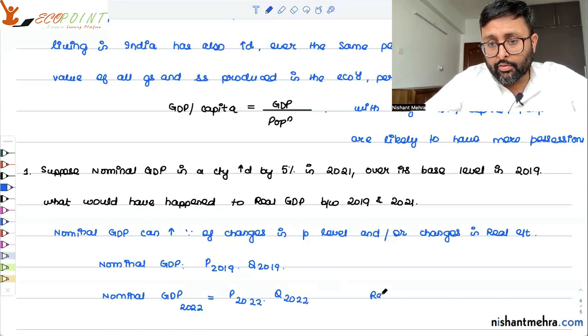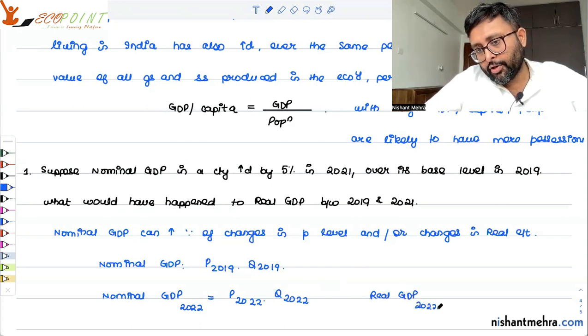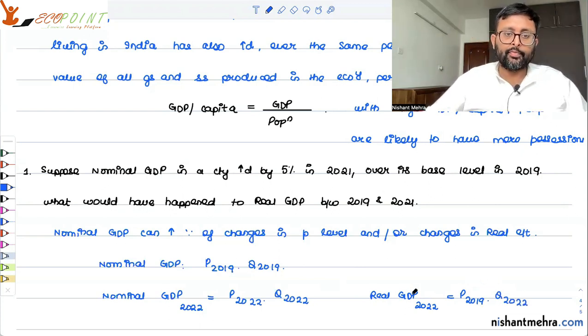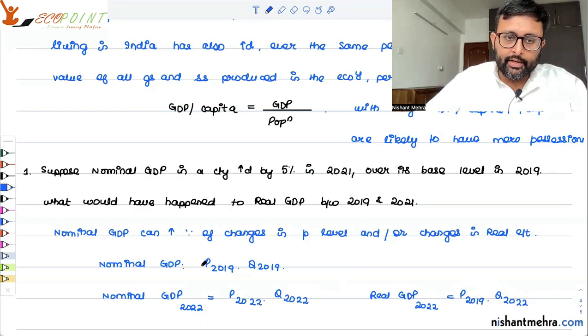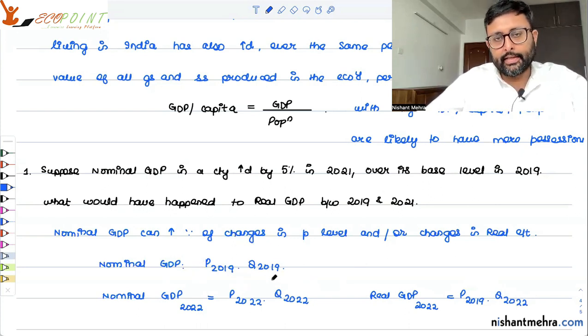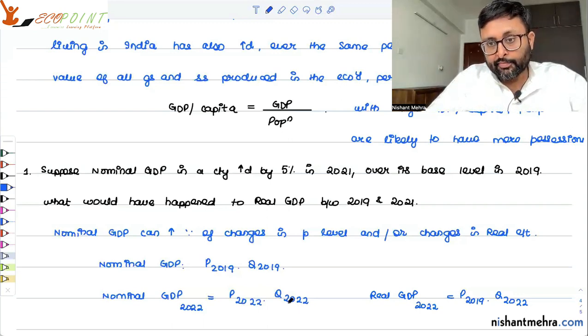रियल जीडीपी इन 2022 लिखना हो तो कैसे लिखोगे? P2019 इंटू Q2022। अब what has been given is that nominal GDP has increased, right? So nominal GDP has increased. It can increase because of increase in price, increase in quantity, or both. That is possible.